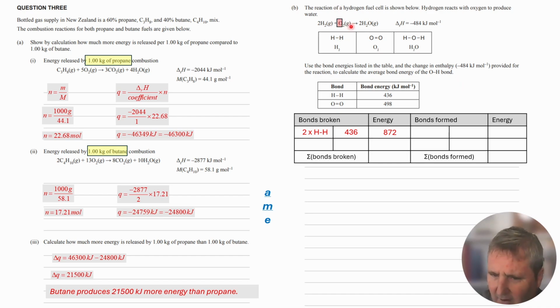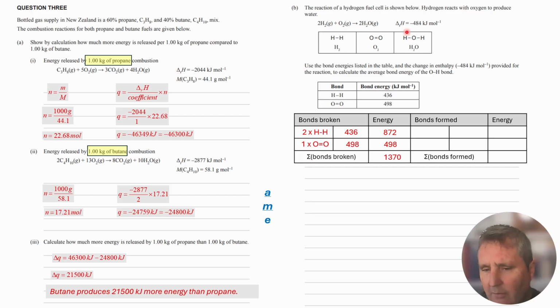So there is 1 oxygen molecule, that's 1 double bond oxygen. So it's 1 O double bond O. The energy for one of those bonds is 498, and there is 1 of them, so that's 498. That's all that's broken on the left-hand side: 2 hydrogens, 1 oxygen. So I can total this up, and I have 1370 kilojoules per mole of energy. That's how much energy it takes to break my bonds. Now we're going to work out how much energy it takes to form the bonds.